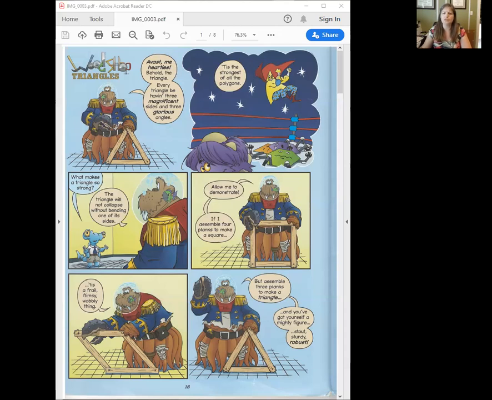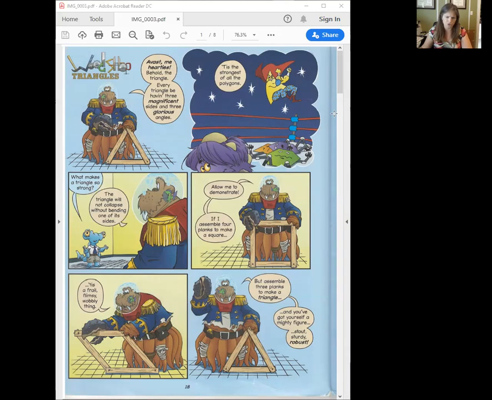Every triangle be having 3 magnificent sides and 3 glorious angles. 'Tis the strongest of all the polygons. What makes a triangle so strong? The triangle will not collapse without bending one of its sides.